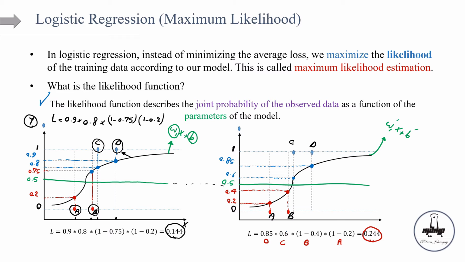And now if you compare these two numbers, 0.144 and 0.244, as you can see, the likelihood function is increasing based on different values for W1 and B, right? So this is how the MLE is actually doing the job behind the scenes, in order to maximize the likelihood function by changing the parameters of the model. And this way, we maximize the probability that the data is coming from this model with these specific parameters. All right.